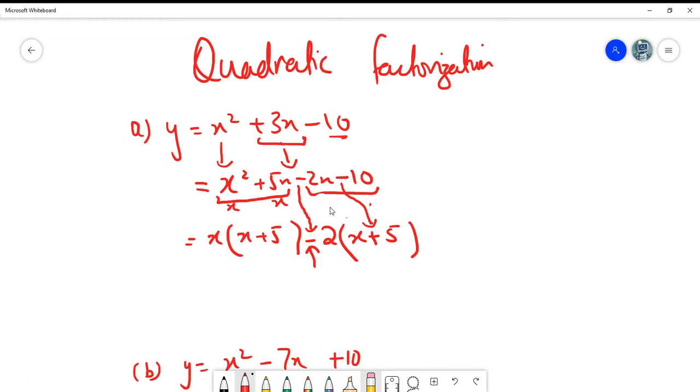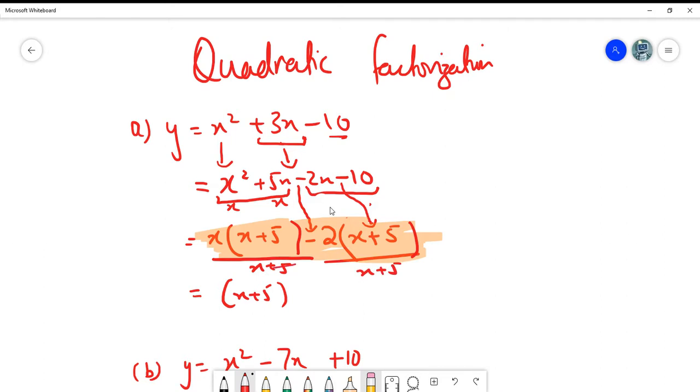Now the next step will be to look at the overall equation as it is right now. If you look at this, the overall thing common, the thing which is being repeated in both the terms, is x plus 5. So I'll take x plus 5 common, and because x plus 5 is common, I have to divide this as well as the next part of the equation by x plus 5. Having said that, these two cancel out and you're left with x minus 2.